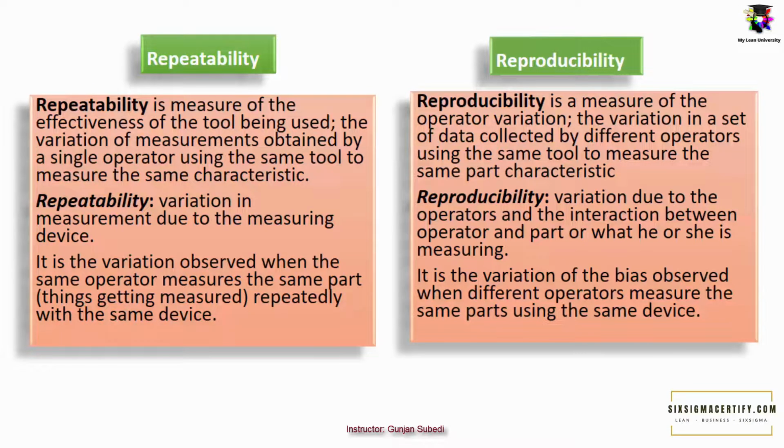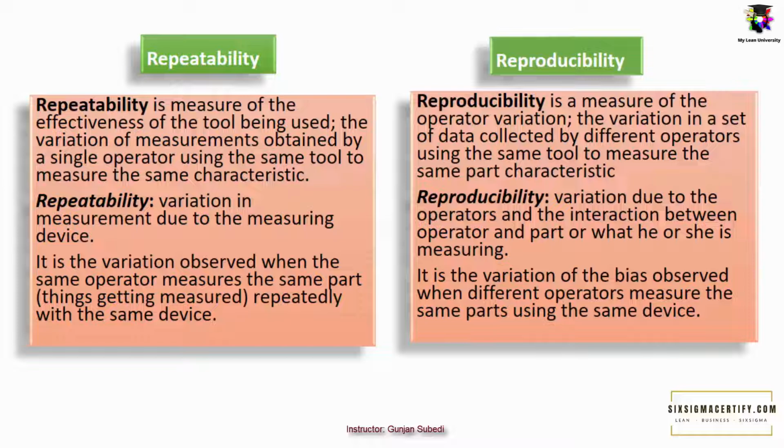We already studied about repeatability and reproducibility. If not, repeatability is the measure of the effectiveness of the tools being measured. The variation of the measurements obtained by a single operator using the same tool to measure some characteristics is called repeatability. Reproducibility is the measure of operator variation. The variation in the set of data collected by different operators using the same tool to measure the same part characteristics is called reproducibility. So what is the difference?